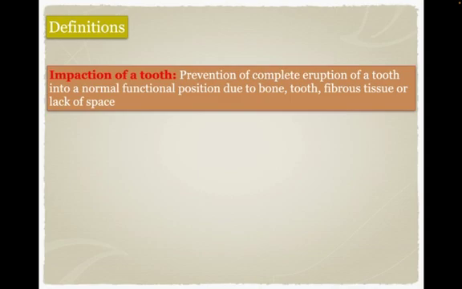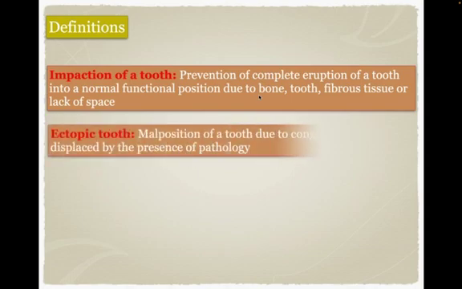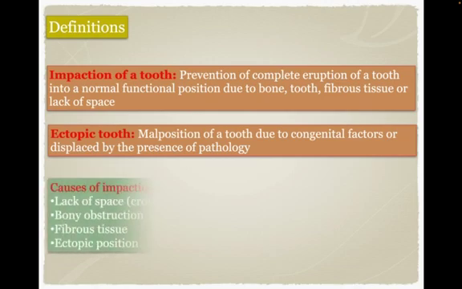Also we need to discuss the difference between impaction and ectopic. Now, an impacted tooth, or impaction of a tooth, is the prevention of a complete eruption of a tooth into the normal functional position, either due to bone, tooth, fibrous tissue, or lack of space. We call this impacted tooth. While an ectopic tooth is a malposition of the tooth due to a congenital factor or displacement by the presence of pathology. So basically, the tooth is shuffled to a place other than its original place.